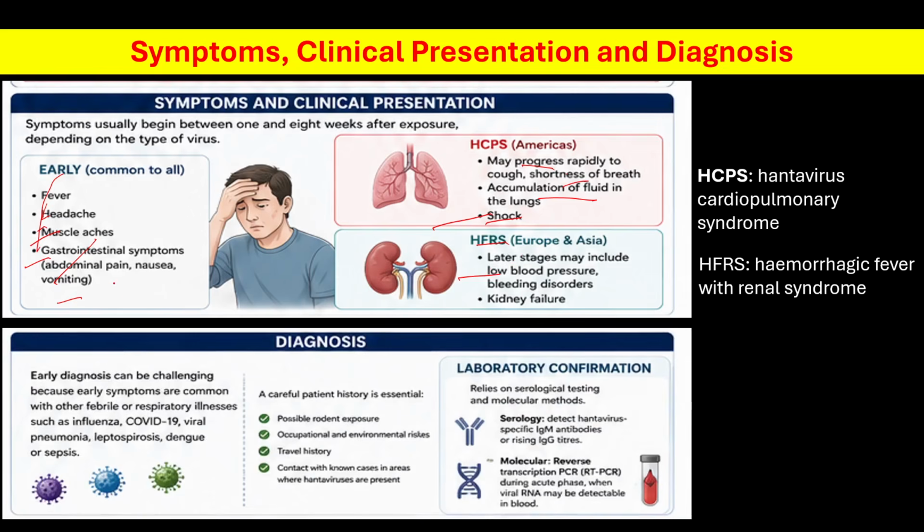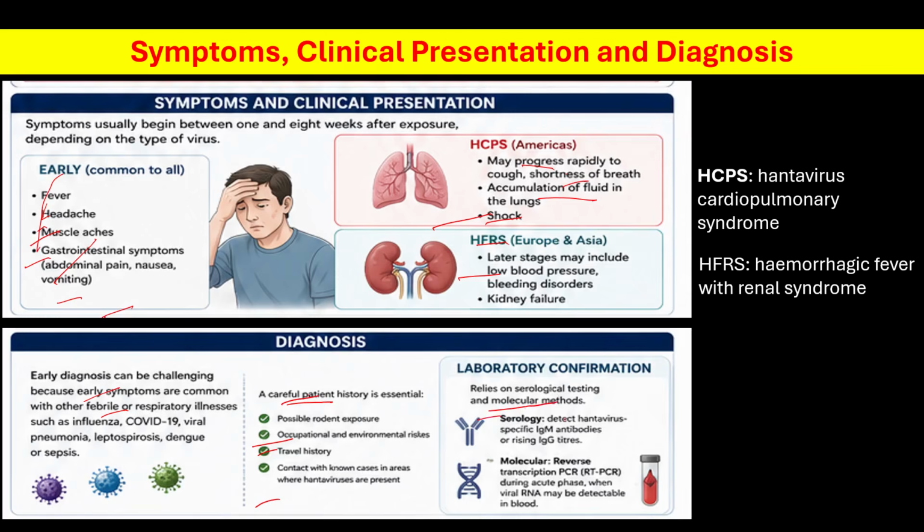The diagnosis of hantavirus infection might be challenging because the early symptoms are similar to other common respiratory viruses such as influenza, COVID-19, viral pneumonia, dengue, or sepsis. Therefore, careful patient history is essential. One must check possible rodent exposure, occupational and environmental risk, travel history, and contact with known cases in areas where hantaviruses are present.